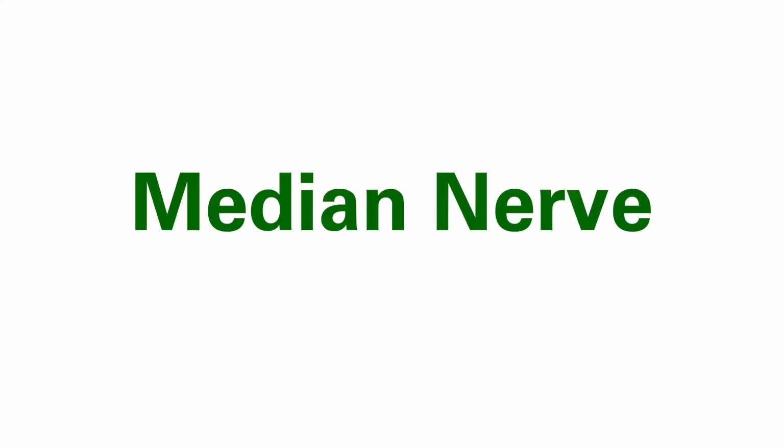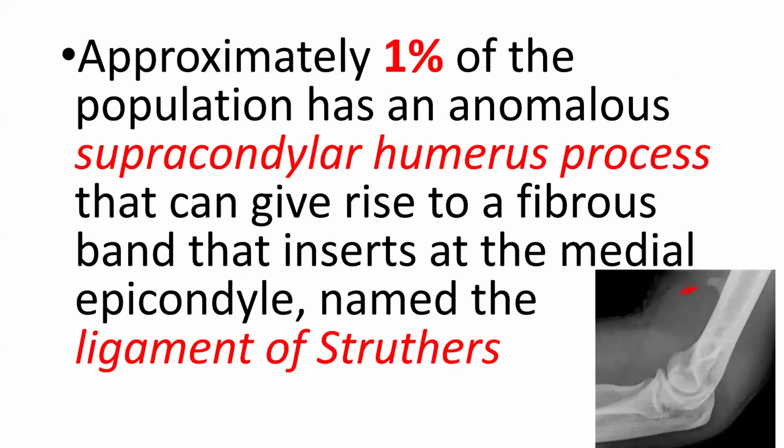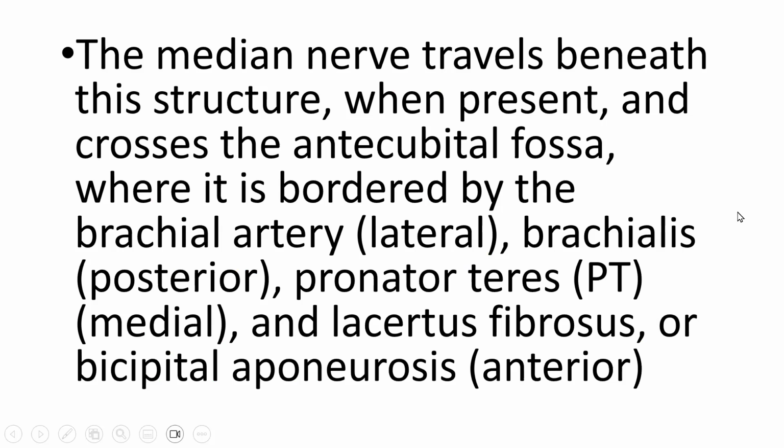Now we come to the median nerve. We were speaking about the supracondylar humerus process over here, and we spoke about the ligament of Struthers, which extends from the tip of the process to the medial epicondyle. The median nerve, when it passes medially, passes underneath the ligament of Struthers, and it can be compressed at this level.